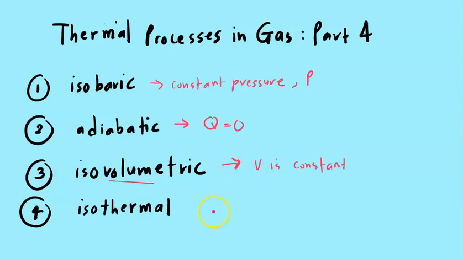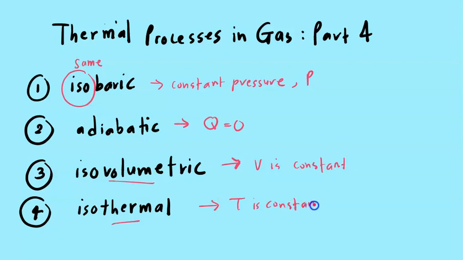And isothermal, in isothermal, the temperature does not change. So we talked about isobaric, isovolumetric, isothermal. What on earth is iso? Iso means same. Same pressure, isobaric. Same volume, isovolumetric. Isothermal, can you guess? Same temperature, or T is constant.